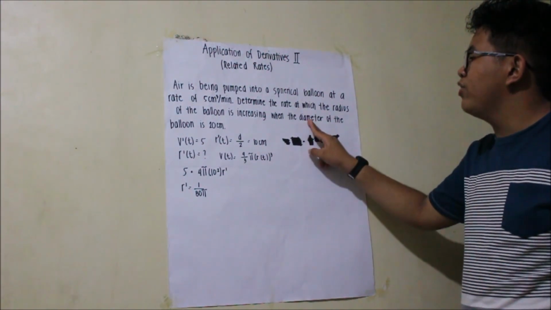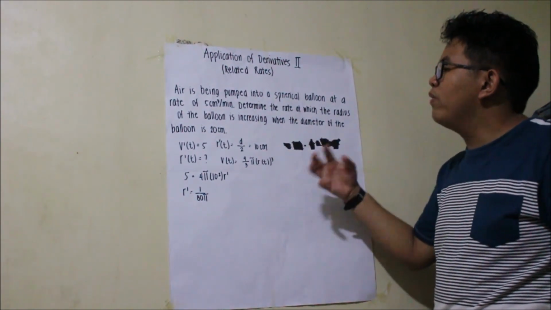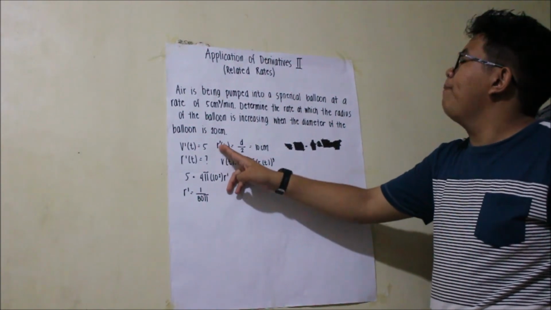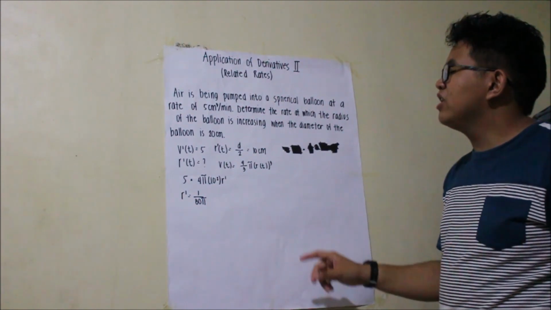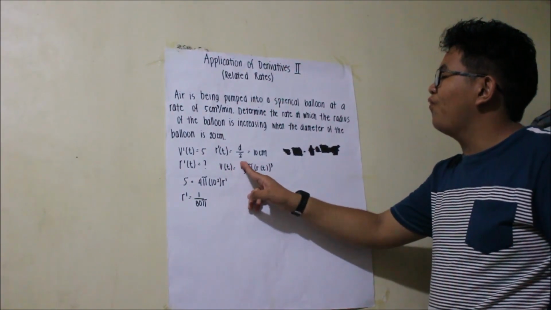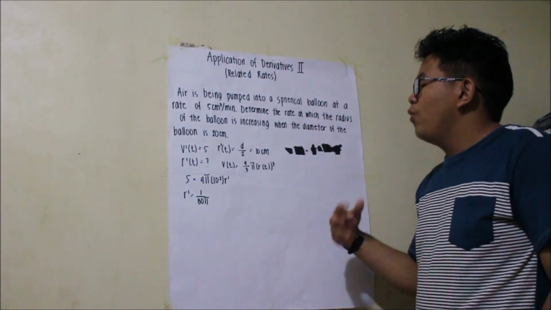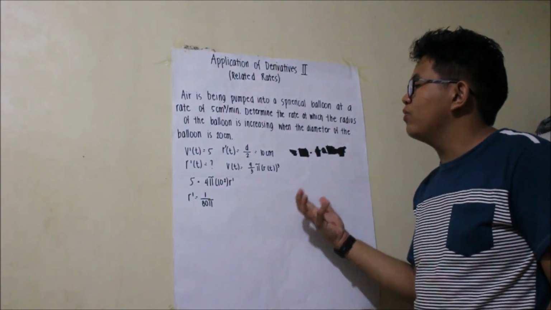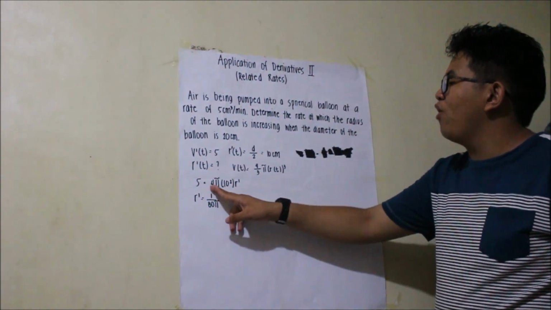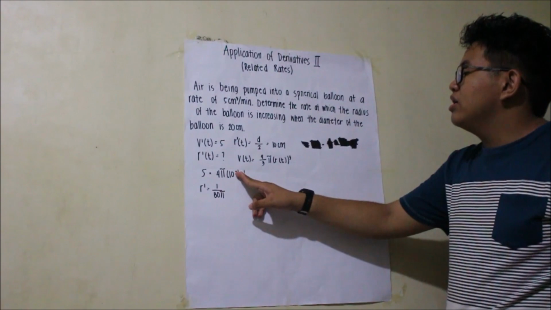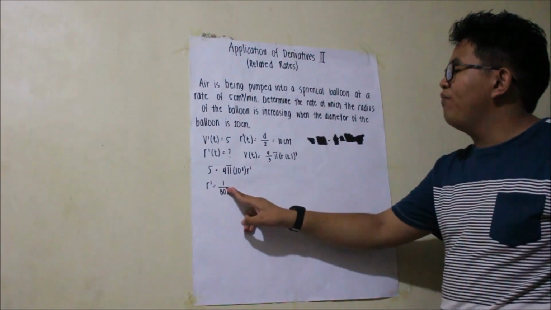Since we know that the diameter is twice the radius, all we need to do is to divide the diameter by 2. So we will have our radius. That gives us r of t is equal to d over 2, which is equal to 10 centimeters. Using the formula V of t is equal to 4 over 3 pi times r of t cubed, we will substitute our values into that formula, which would then give us 5 is equal to 4 pi times 10 squared times r prime. So r prime is equal to 1 over 80 pi.